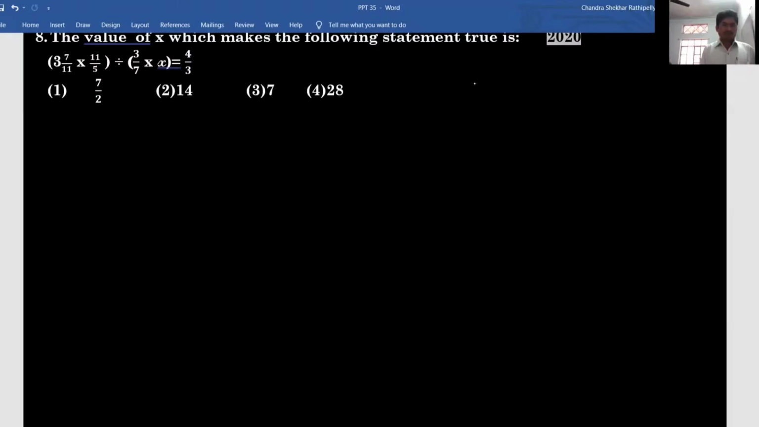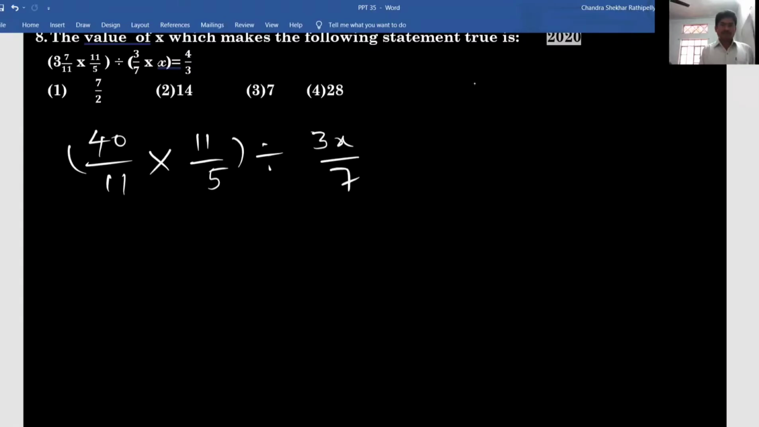3 11s are 33, 40. So 40 by 11 into 11 by 5 divided by 3 by 7. 3 into x, 3x children. 3x by 7 is equal to 4 by 3.